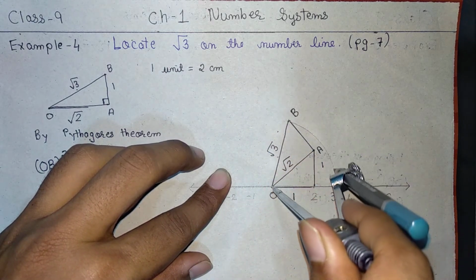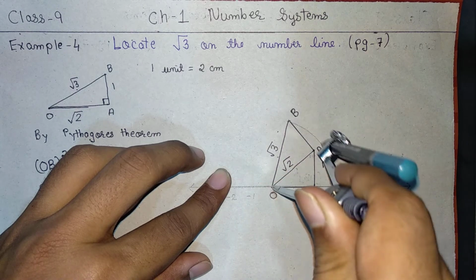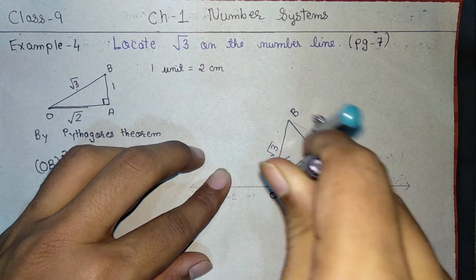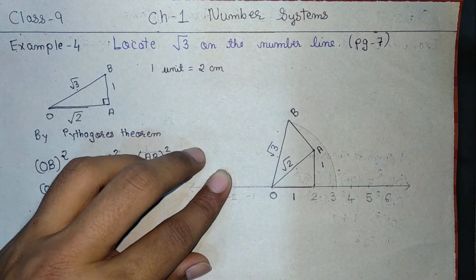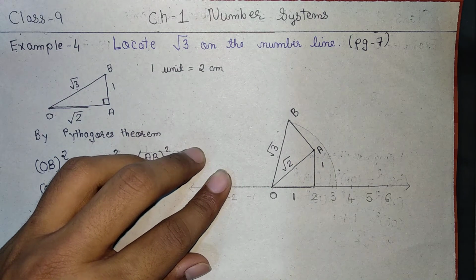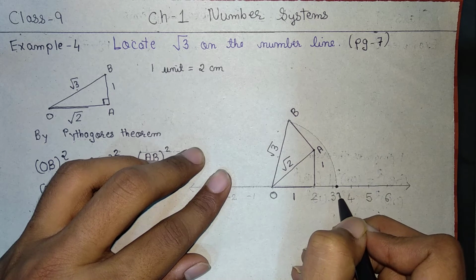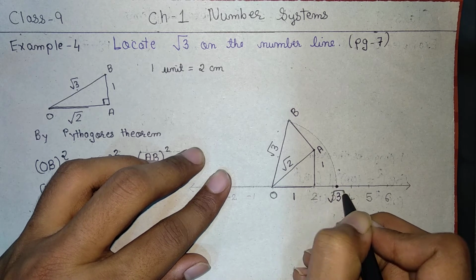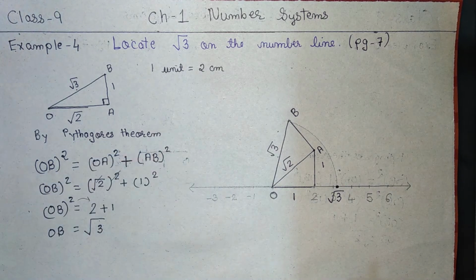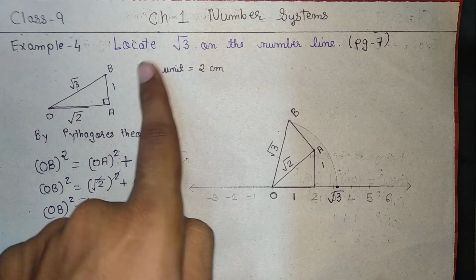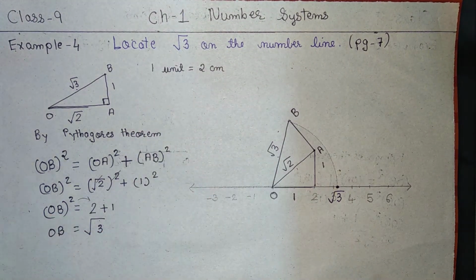Make an arc like this such that it touches the number line. Wherever it touches the number line, here, that is our root 3. So this is how we can locate root 3 on the number line.